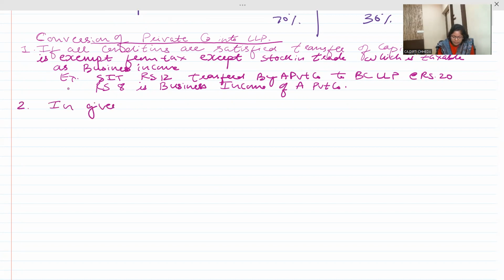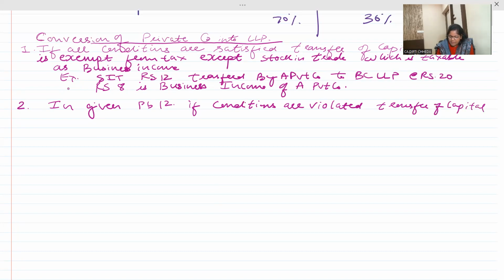In given problem 12, if conditions are violated, transfer of capital asset will become taxable in hands of LLP. Ma'am, but if conditions are violated, everything should be taxable in the hands of the transferor.